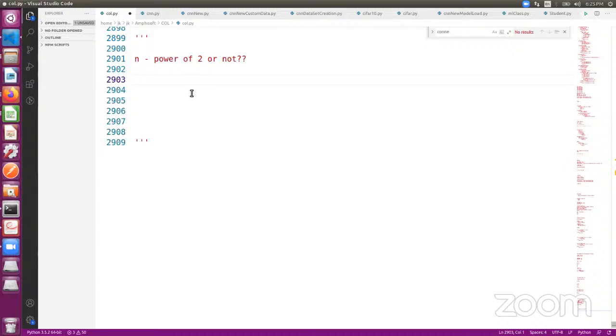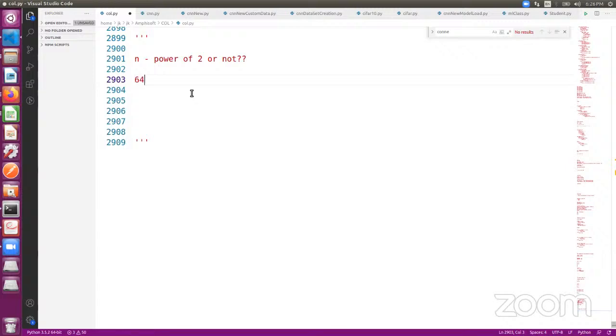The normal logic I think: check at each stage whether this is divisible by 2, and once we divide it by 2, the quotient should be divisible by 2 at each stage. So what would be the stopping point? When would you stop this procedure? When we finally get a 1. Yeah, very good. You keep dividing it by 2. Once you reach 1, and none of the numbers in between are giving a remainder, then it is a power of 2. Okay, so what is the complexity of that algorithm?